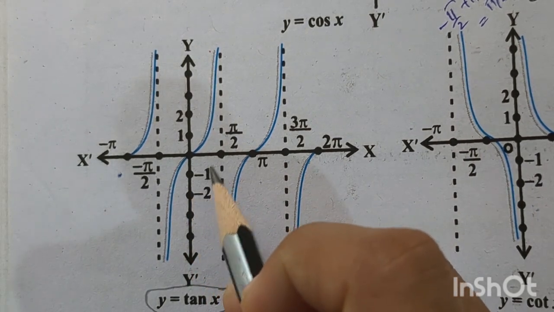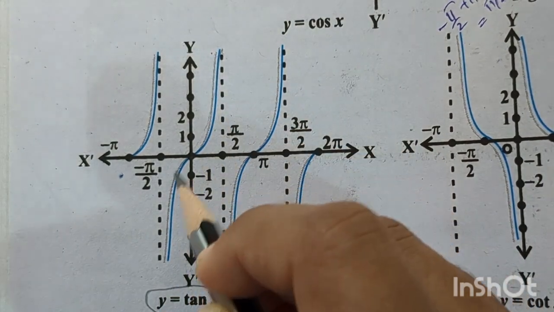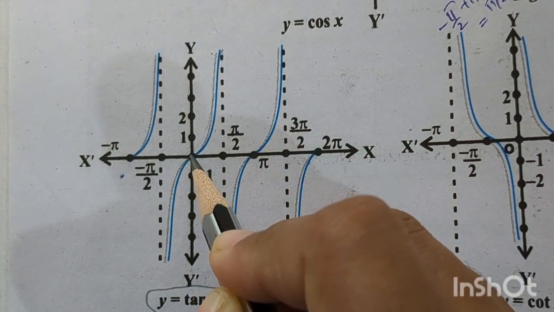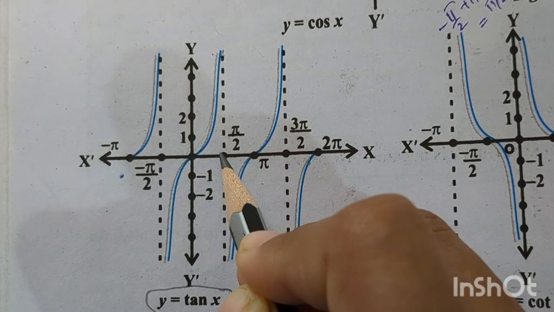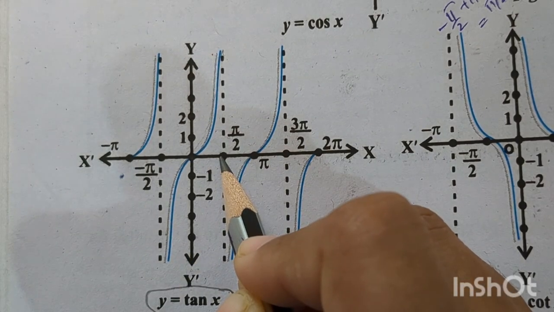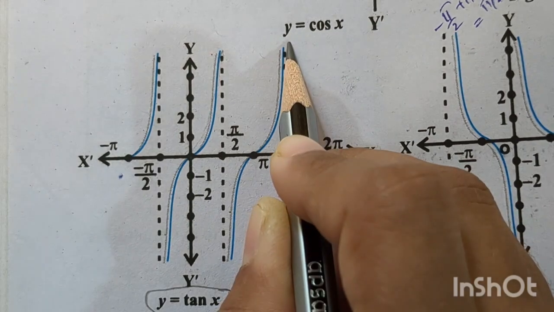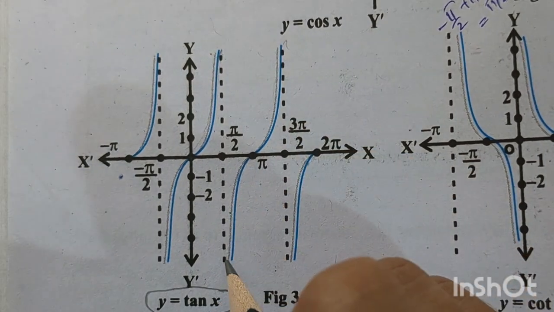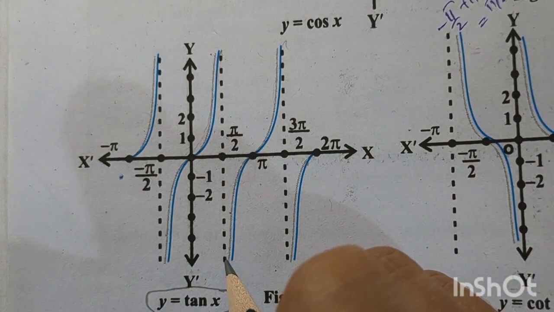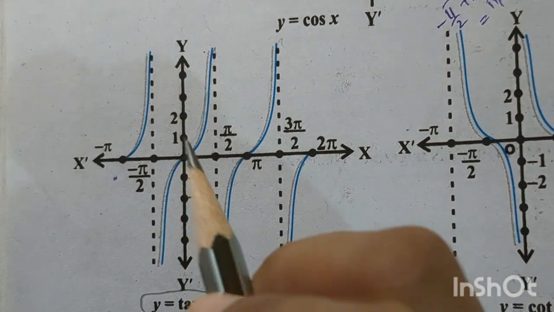Corresponding to 0, I am taking this particular graph. Between 0 and pi by 2, we have this particular nature of the graph. Then pi by 2 plus pi, that is 3 pi by 2. So between pi by 2 and 3 pi by 2, we have the same shape of the graph. So the values of tan x will repeat after an interval of pi.